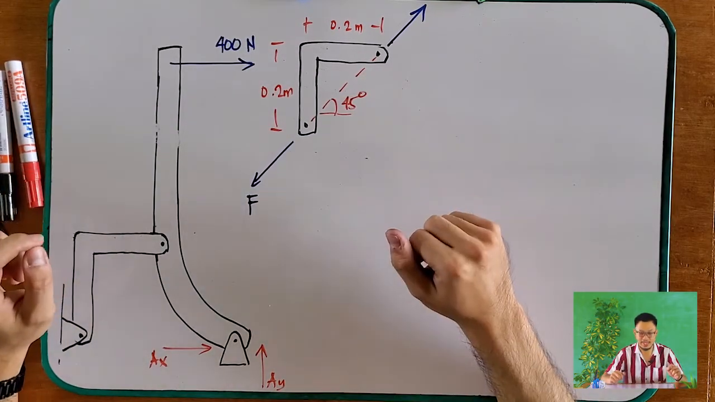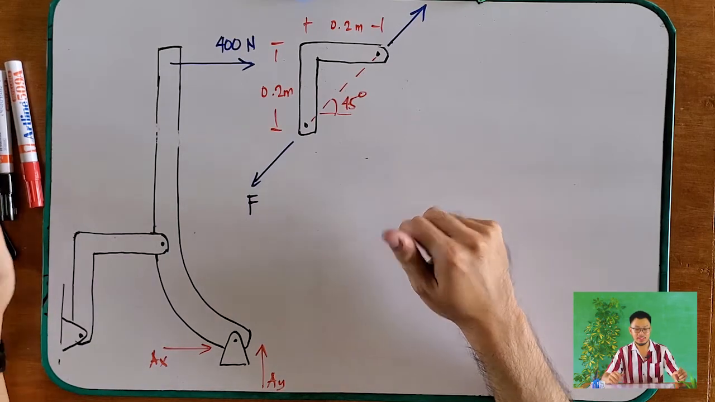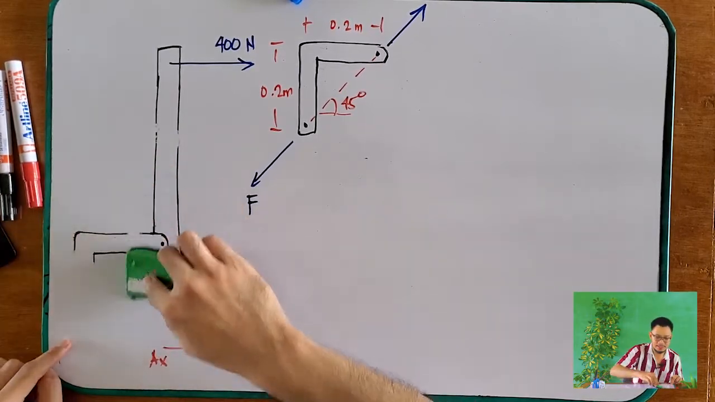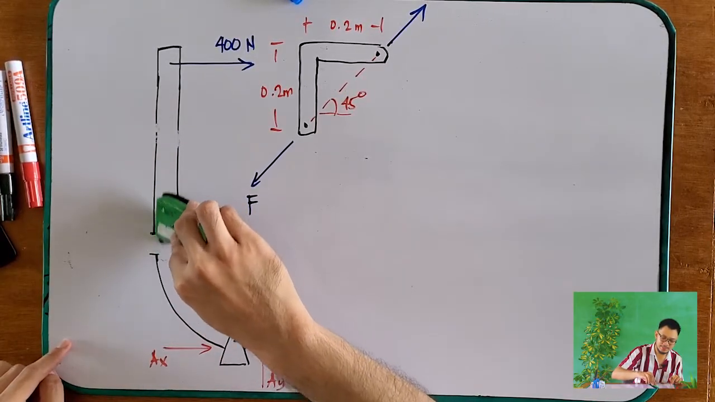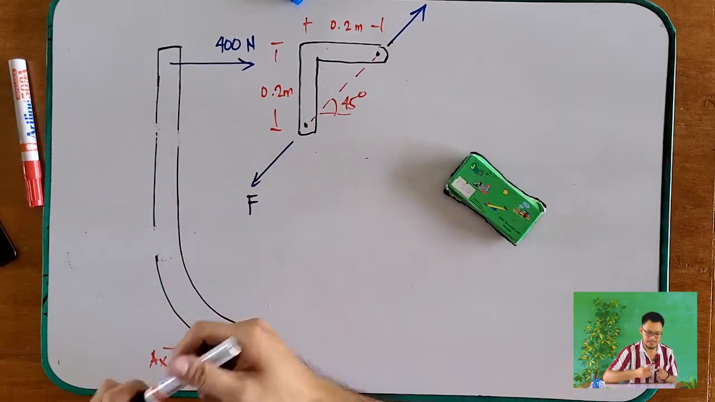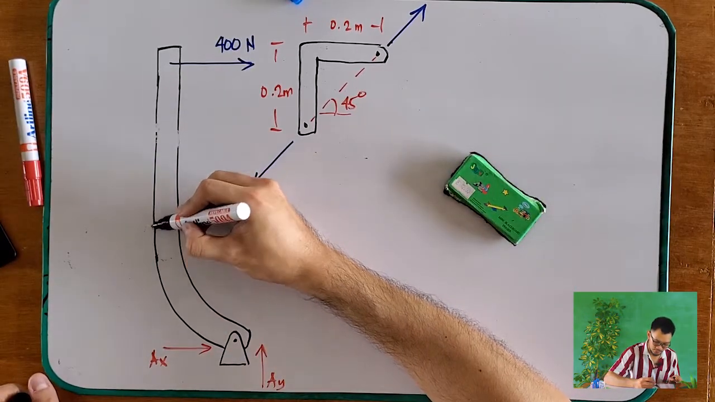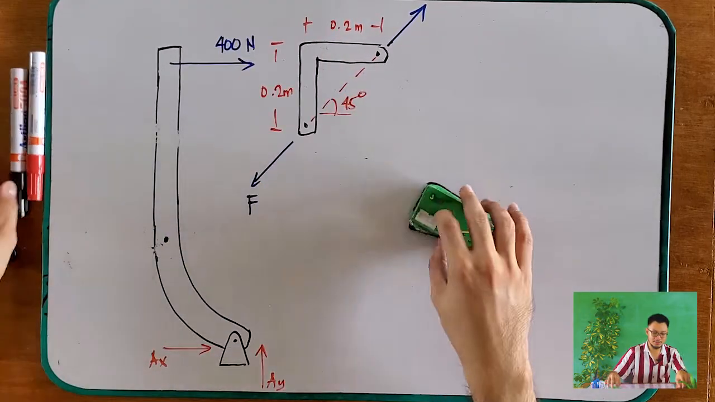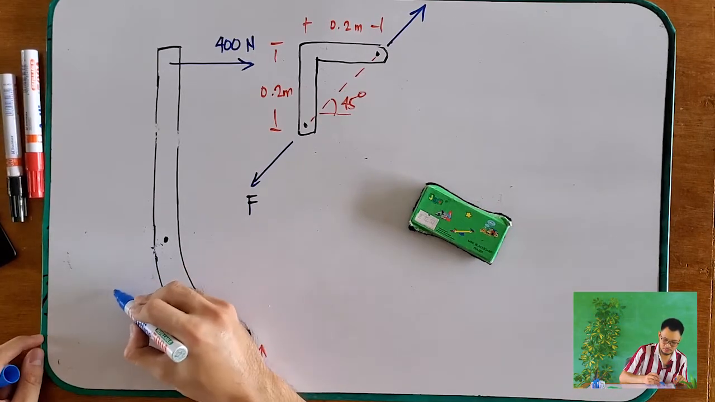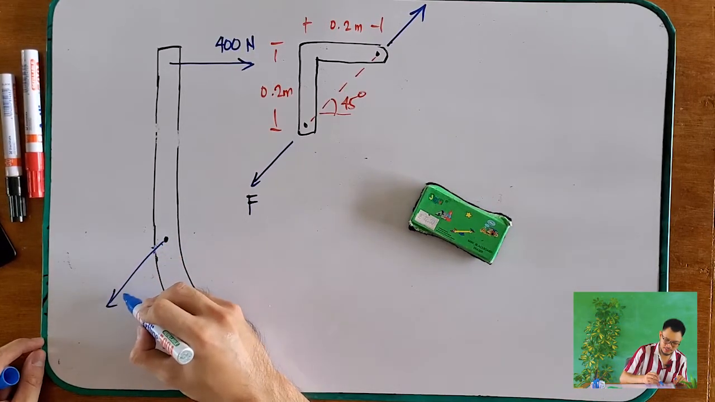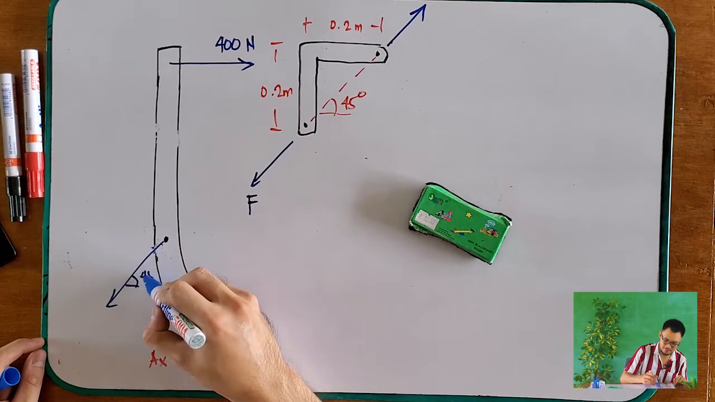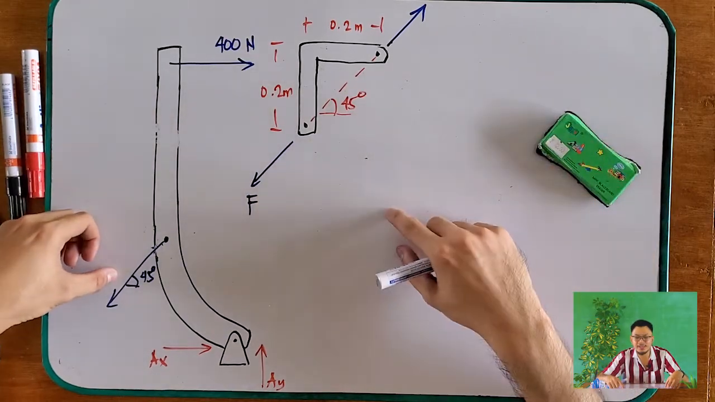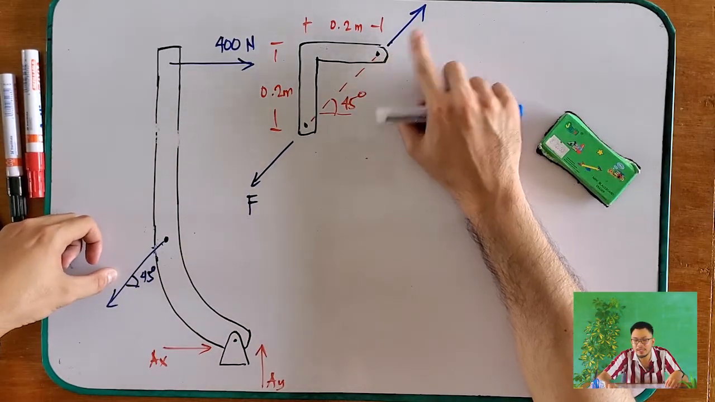And if we remove this link here and isolate your lever, what will happen? The force is applied at this point, and the direction should be going away from it. And this is your 45 degrees. Okay.